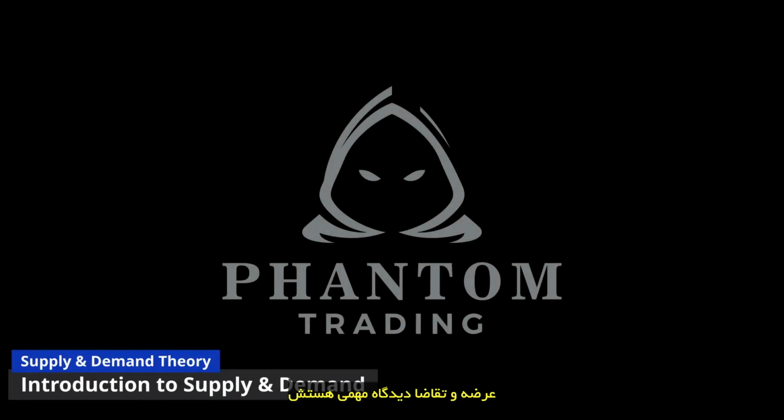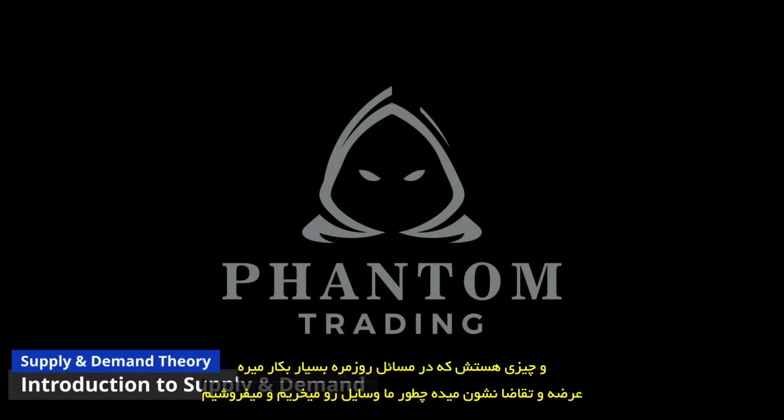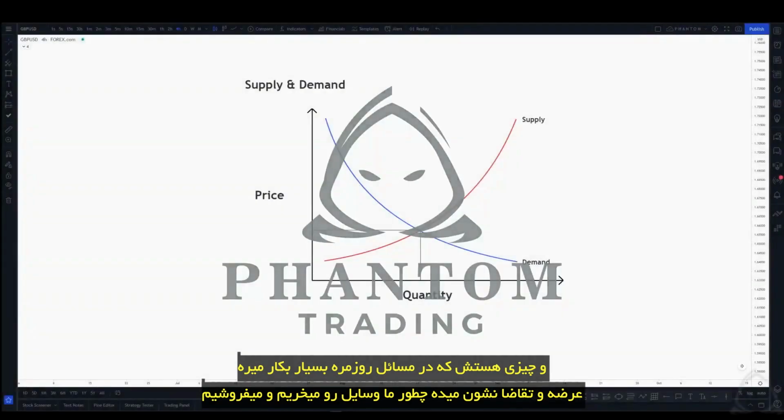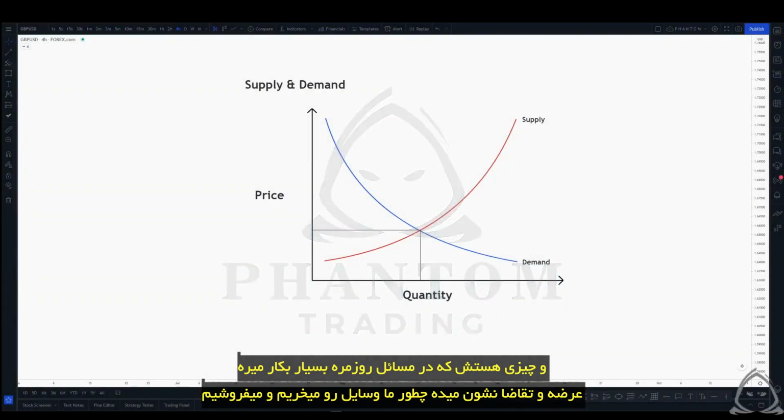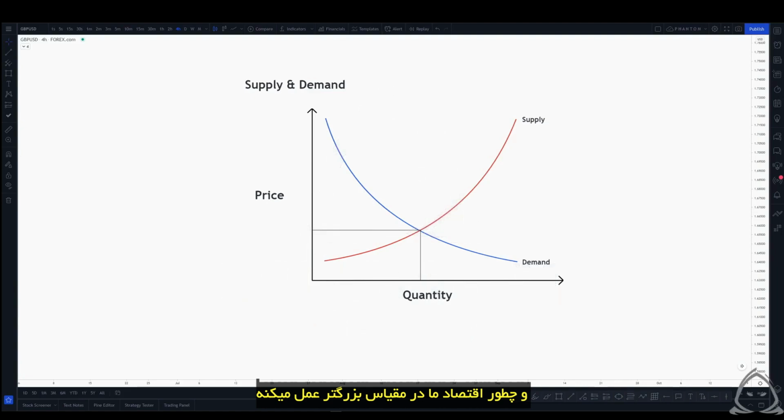Supply and demand is an important concept, and it's something that's very prevalent in our day-to-day lives. Supply and demand governs how we buy things, how we sell things, and really just how our economies at scale operate. Whether we relate this to buying groceries, buying video games, buying clothes, or even buying currencies, supply and demand is at the forefront of the decisions that are being made.